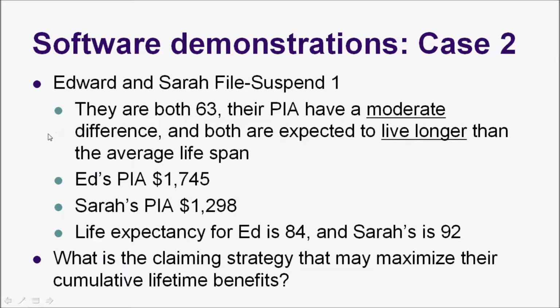All right, now we're going to do the software demonstration, case number 2. We're going to call it Edward and Sarah File and Suspend. They're both 63. Their primary insurance amounts have a moderate difference, and both are expected to live longer than the average lifespan. Ed's primary insurance amount at 66 is $1,745, and Sarah's is $1,298. Life expectancy is 84 for Ed and 92 for Sarah. Now the question is, what is the claiming strategy that will maximize their cumulative lifetime benefit?